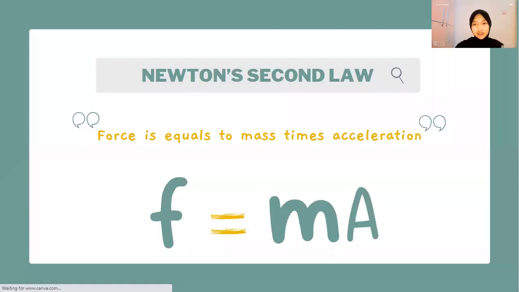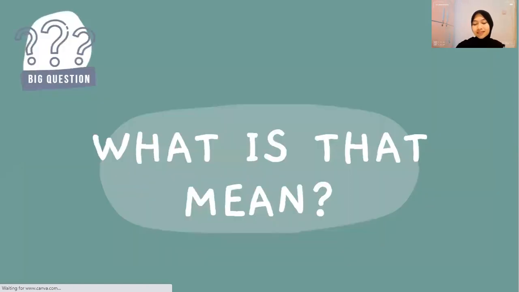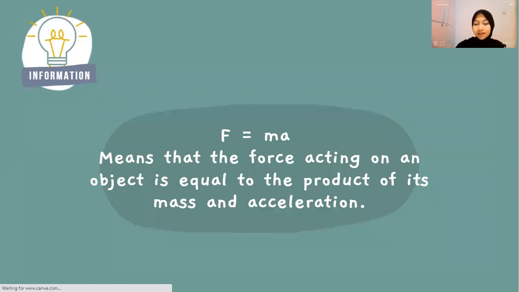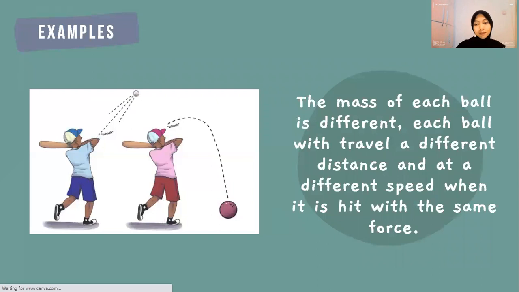Next is Newton's second law. Force is equal to mass times acceleration. So what does that mean? It means that the force acting on an object is equal to the product of its mass and acceleration. For example, the mass of each ball is different. Each ball will travel a different distance and at a different speed when it is hit with the same force. So that's an example of Newton's second law.